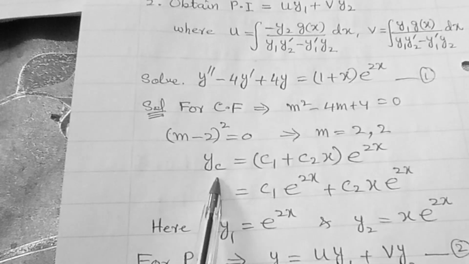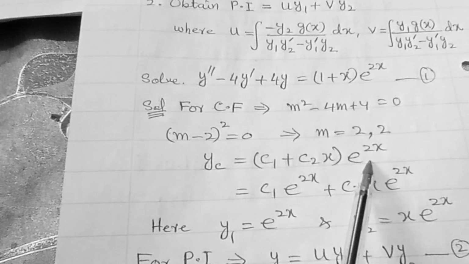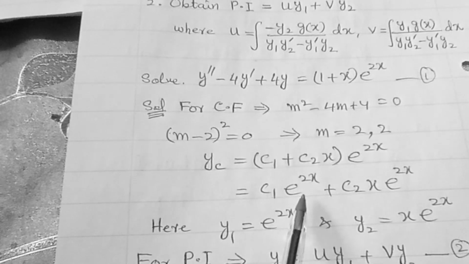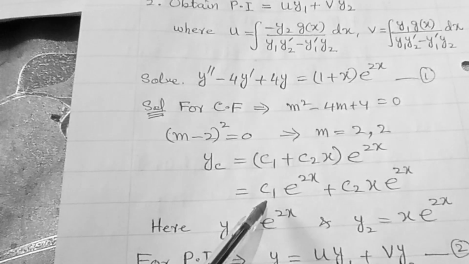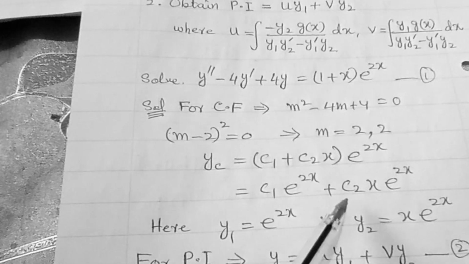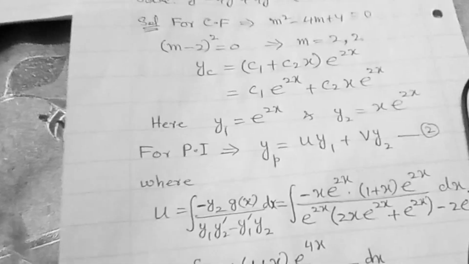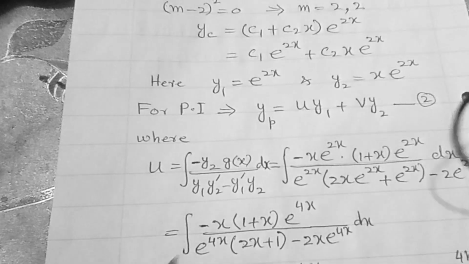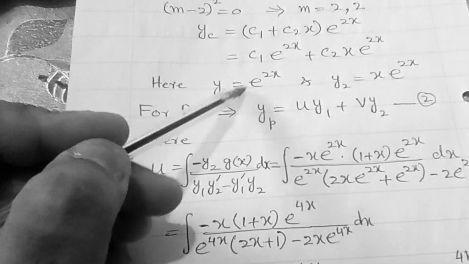So the complementary solution becomes (c1 plus c2 x) exponential 2x, and by multiplying exponential 2x with both terms, this can be written as y is equal to c1 exponential 2x plus c2 x times exponential 2x. The term present with c1 is y1 and with c2 is y2. So we consider y1 and y2 from these two terms: y1 is equal to exponential 2x and y2 is equal to x exponential 2x.